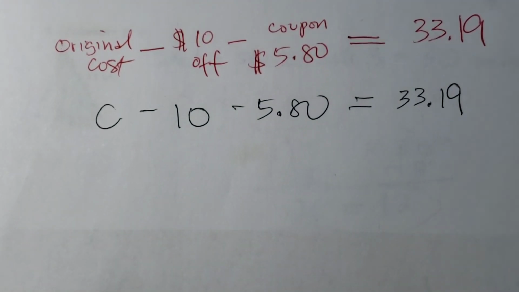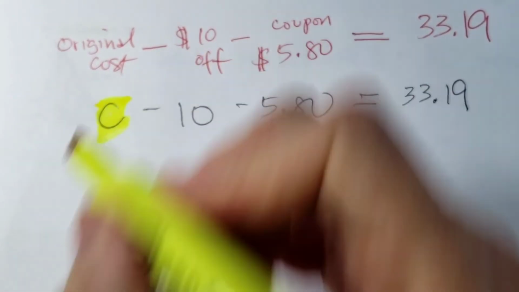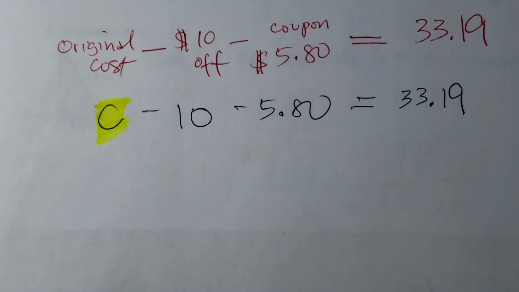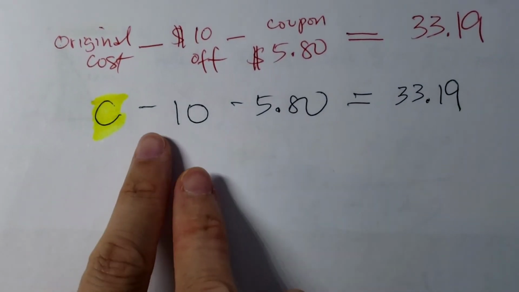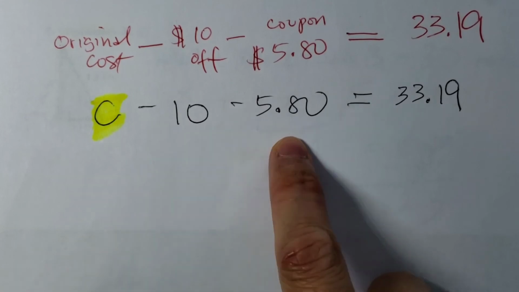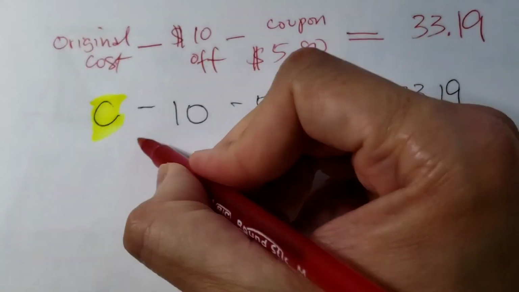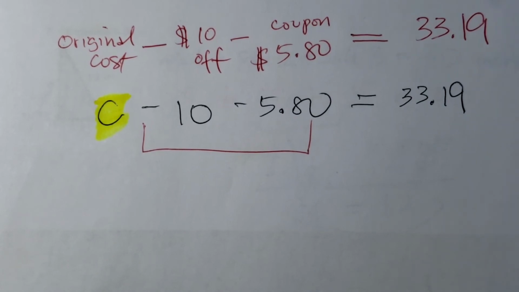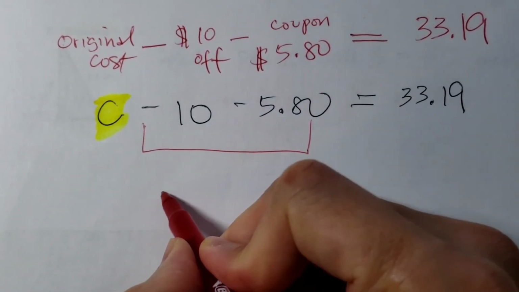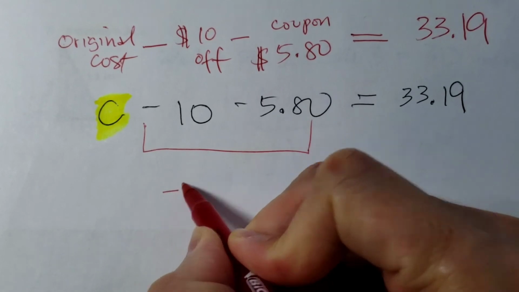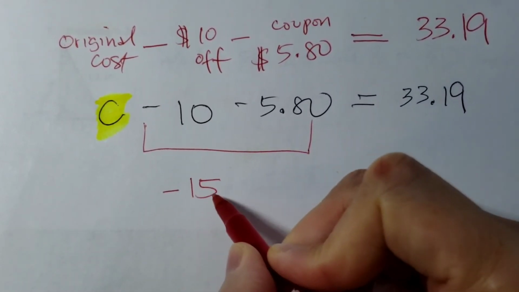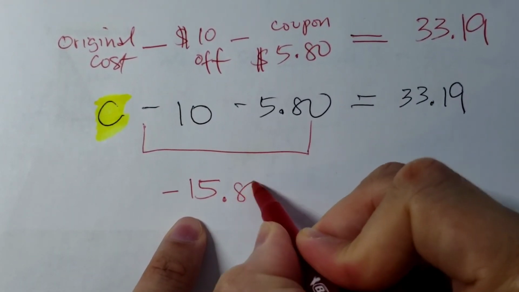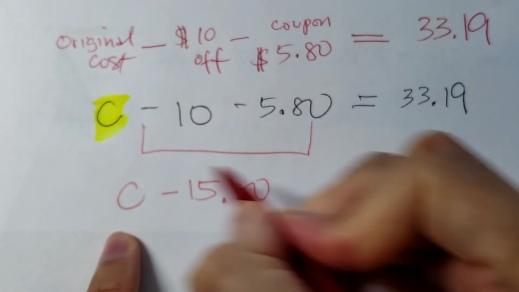Now we need to solve for the value of C, which is the original cost of the jacket. Now take away 10, take away $5.80. How much is your total discount? How much did you actually take away from the original cost? Yep. So you took away $15.80. Now copy the rest of the problem.